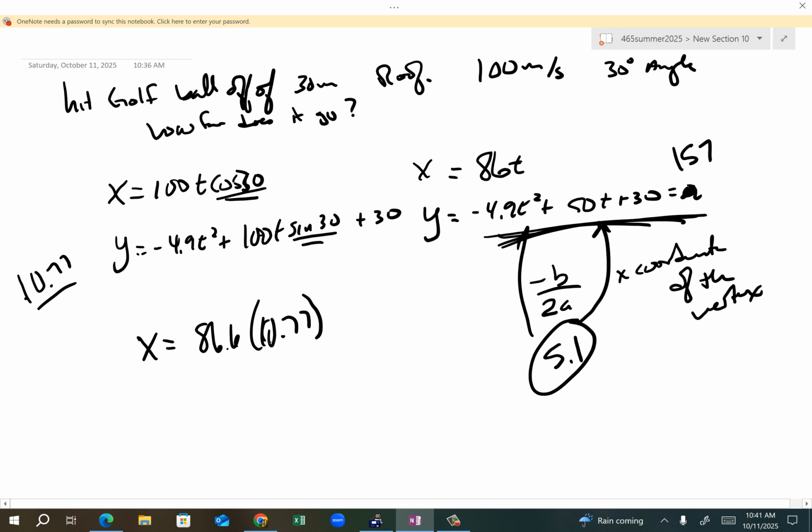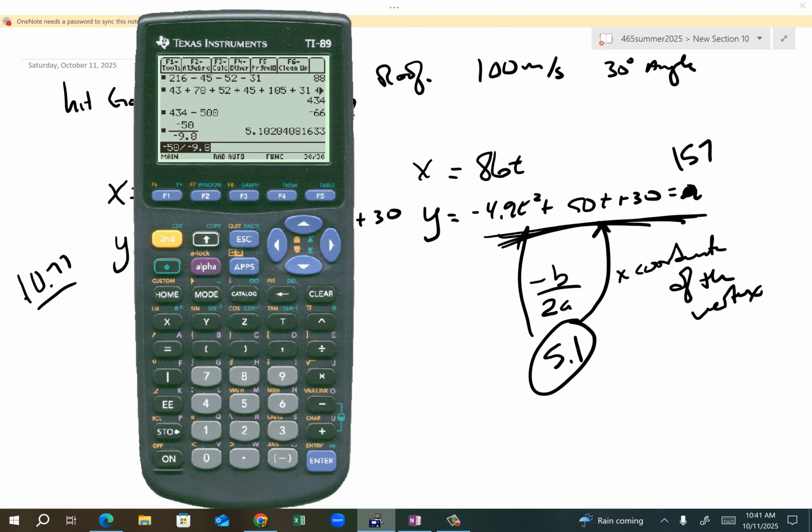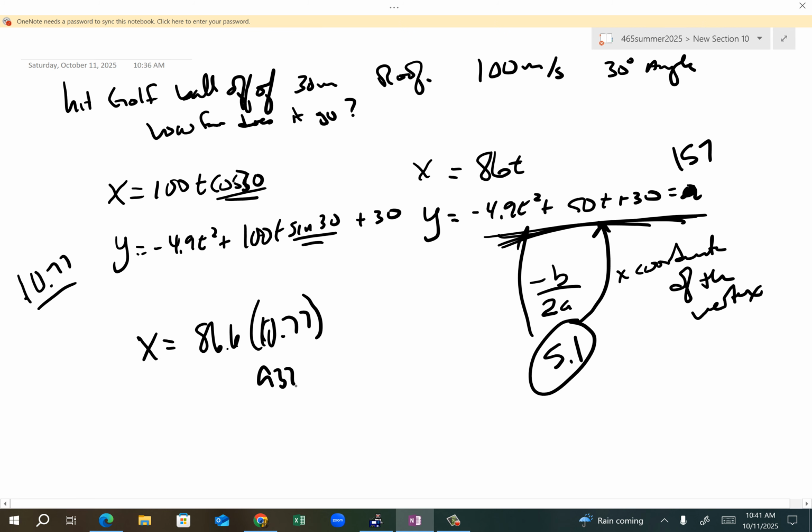And you will get 86.6 times 10.77. And well, that's 866, you moron. It goes 932 meters. Whoa! Well, yeah, you crushed the golf ball, bud. You crushed it.